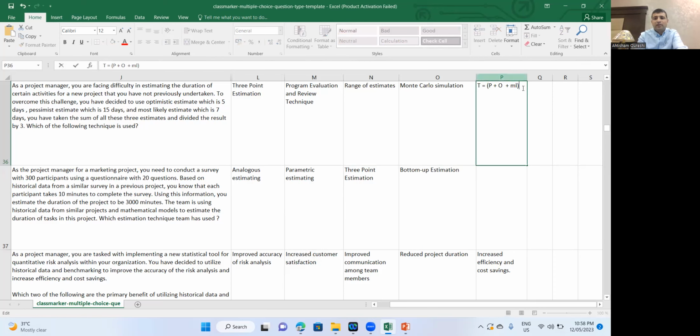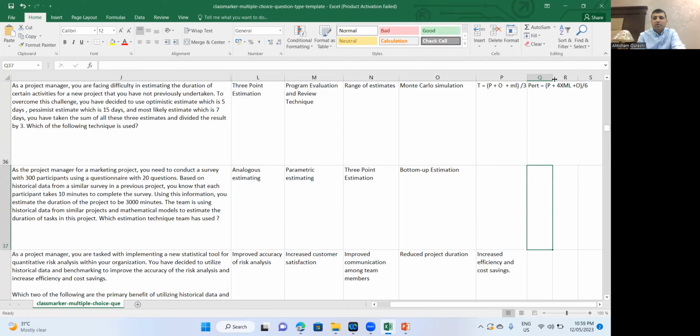You can still see the Excel, right? Yes. So this is also called PERT, which means optimist plus four into most likely plus pessimist, divided by 6, right? PERT is that one. Then the PERT estimate is you have pessimist, you have 4 times most likely, and then you have optimist, all divided by 6. These are 2 formulas we need to remember also, right?